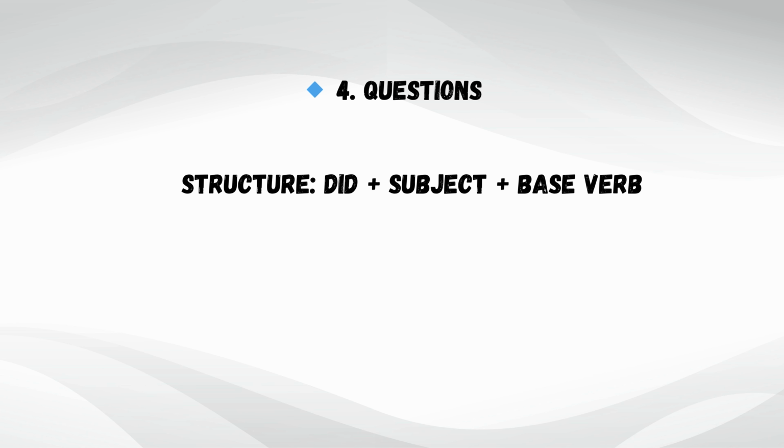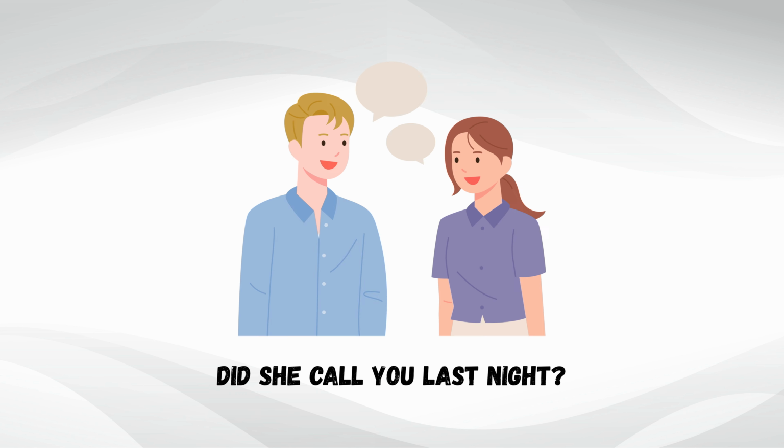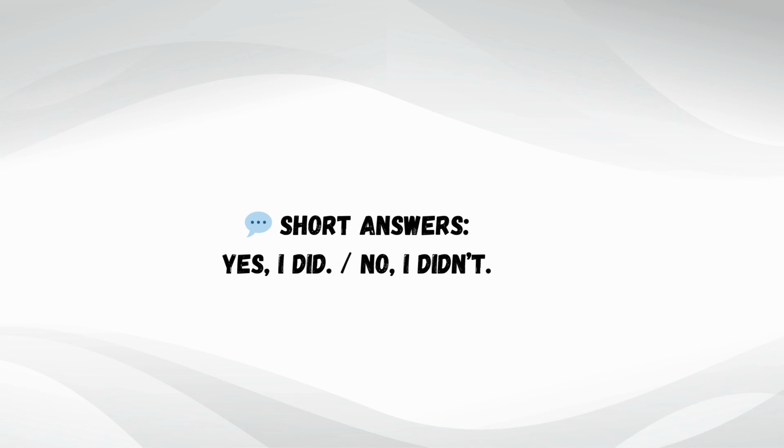Questions. Structure: did plus subject plus verb. For example, did you watch the new movie? Did she call you last night? Did they finish the project on time? Short answers: yes, I did. No, I didn't.